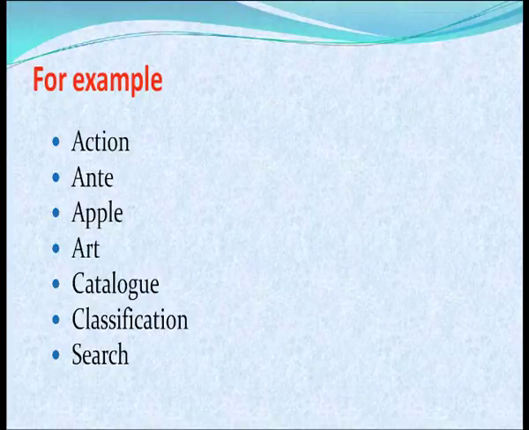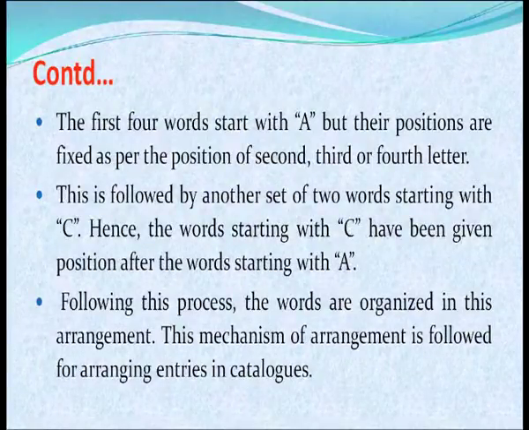An example for this can be: action, ant, apple, art, catalog, classification and search. The first four words start with A. Their positions are fixed as per the position of the second, third and fourth letters. This is followed by another set of two words starting with C. Hence, the words starting with C have been given the position after the words starting with A. Following this process, the words are organized in this arrangement, and this mechanism of arrangement is followed for arranging entries in the catalogs.